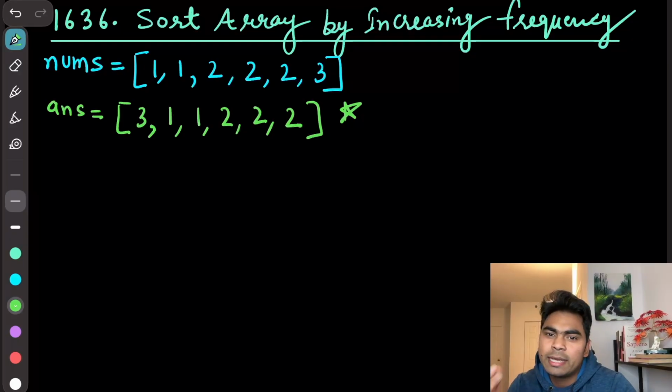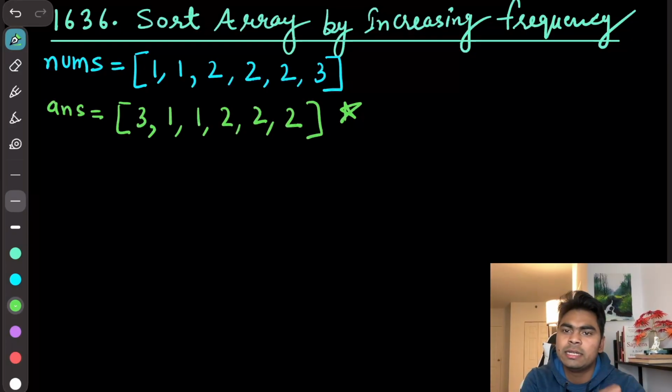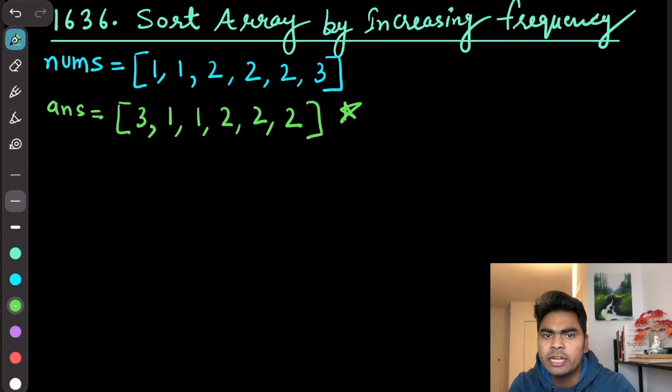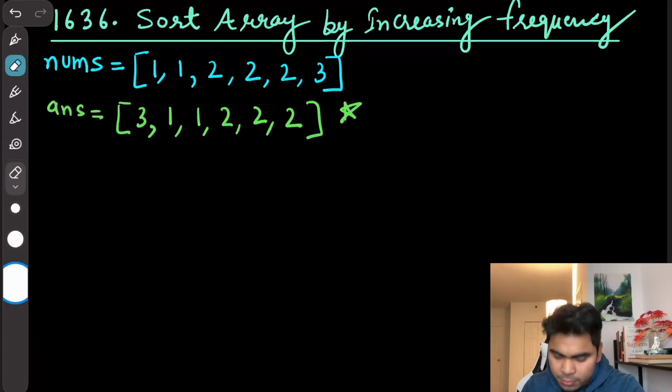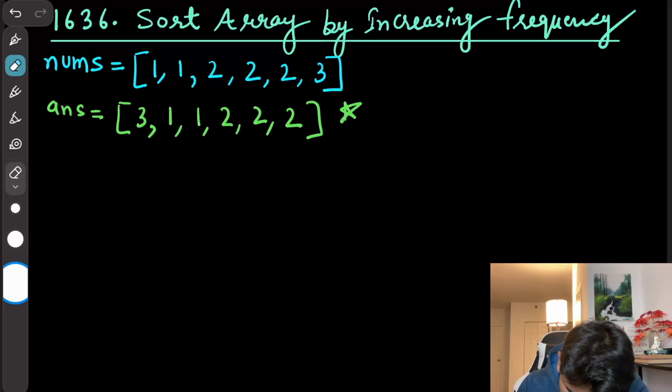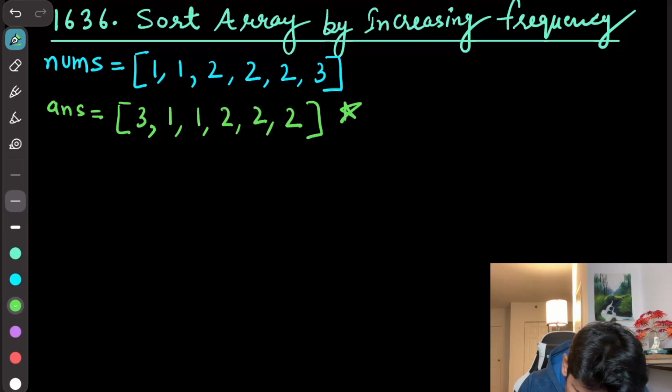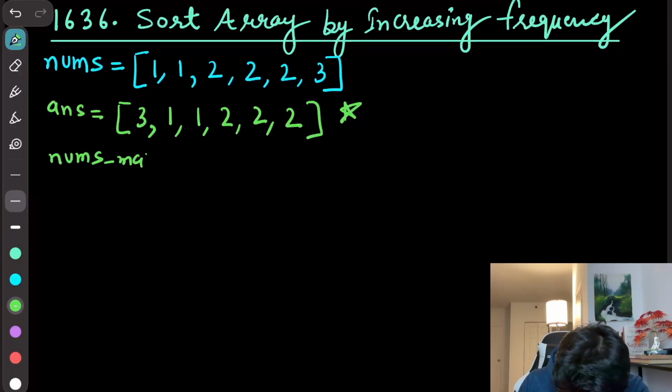You could alternatively create an array with the size of the length of the array, given the constraints. That could be the possible length, and then you can count each number's occurrence. But I think a map is best for me. So I'll just call it nums map, which will give me the frequency.